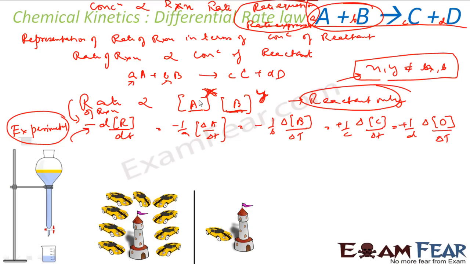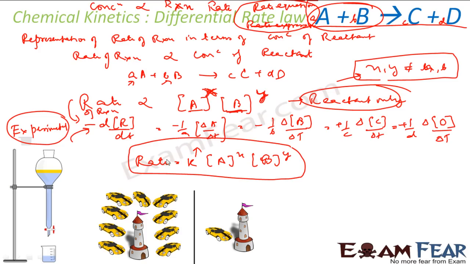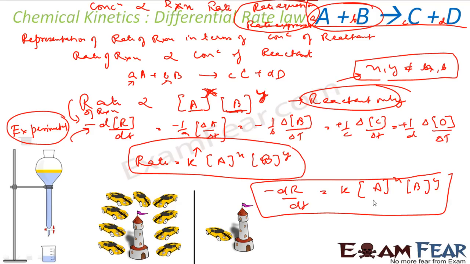So this form of equation is called the differential rate equation. Since it is proportional, I want to give a constant value. So I can say that rate is k times A to the power x times B to the power y. This k is called the rate constant, and this whole equation is called the rate equation. Instead of rate, I can write minus d[R] by dt also, because this is nothing but change of reactant with a minus sign. Why? Because the reactant is going down. It is nothing but k A to the power x B to the power y. This is called the differential rate law or differential rate equation. Correct? This k is my rate constant.